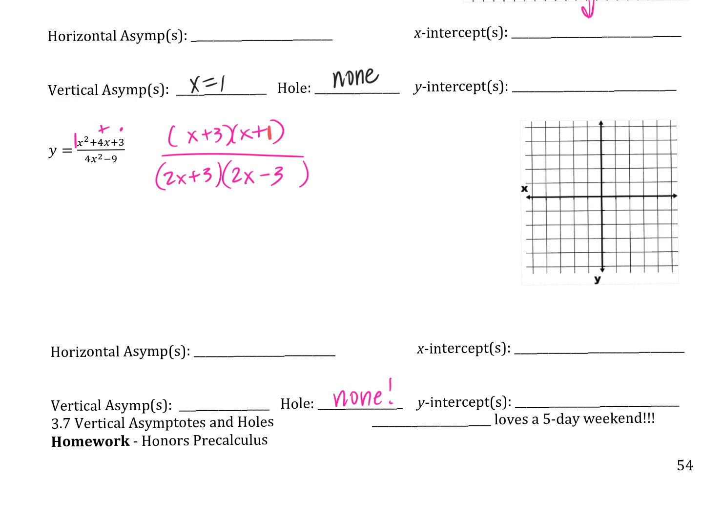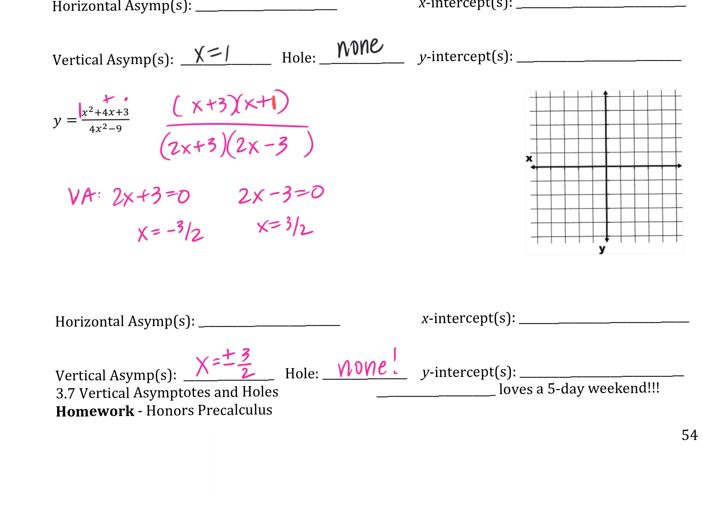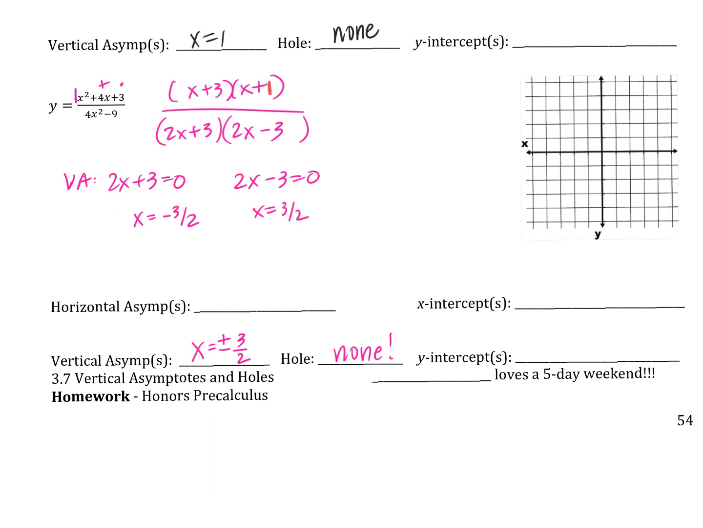Good lookout. The vertical asymptotes are when the denominator equals 0. When does 2x plus 3 equal 0? When does 2x minus 3 equal 0? 3 halves. X is going to equal, if I subtract 3, negative 3 halves, and x will also equal positive 3 halves. And if you don't want to write it longhand, you could say just x equals plus or minus 3 halves. And what's 3 halves as a decimal? 1.5. So I'm just going to go to the right 1.5, and I'm going to go to the left 1.5, and draw my cute little vertical asymptotes.